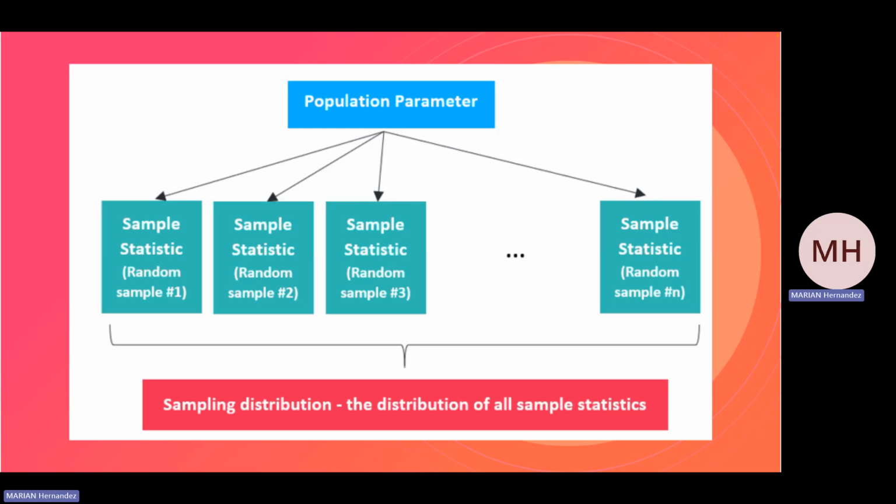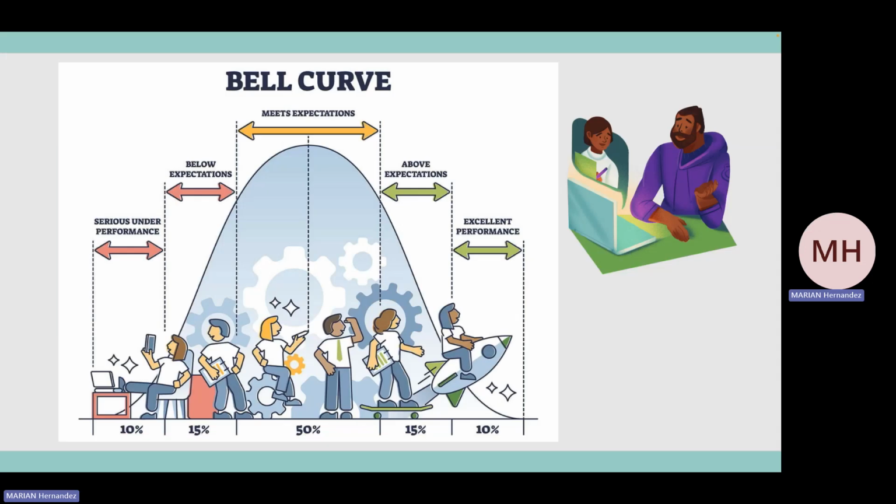First and foremost, regardless of the shape of the original population distribution, as we take more and more samples and calculate their means, the distribution of those sample means tends to follow a normal distribution. This normal distribution is often referred to as the bell curve.